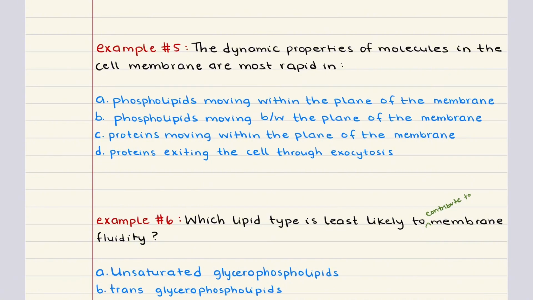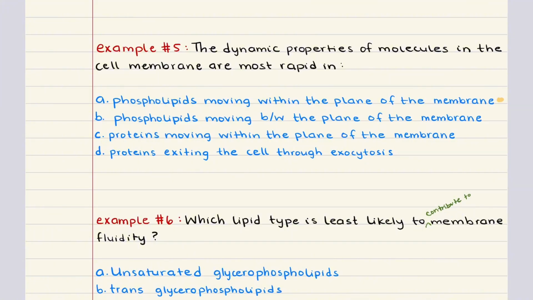Phospholipids can move laterally, meaning they shift positions side to side within the same layer of the bilayer. And this type of movement is very common and extremely rapid. It can occur thousands of times per second. This lateral movement is a key reason why the membrane is described as fluid in the fluid mosaic model.